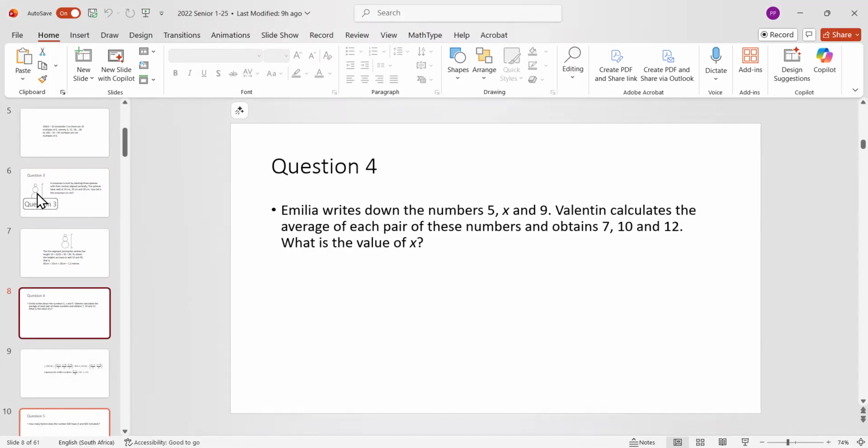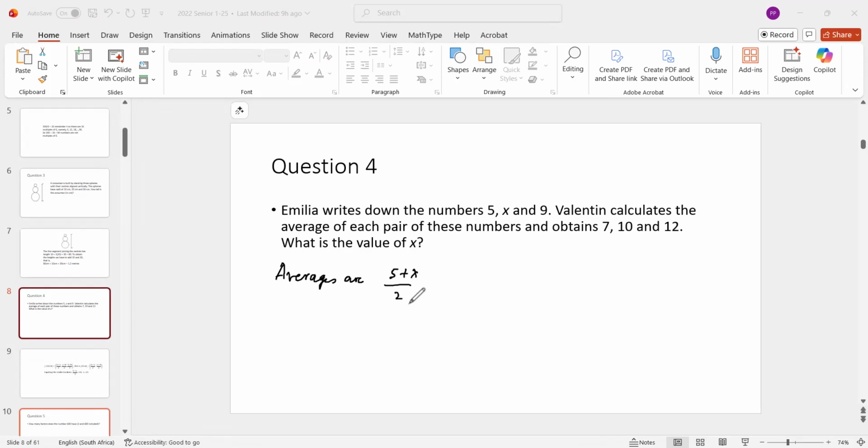Question 4 is the next one. Emilia writes down the numbers 5, x, and 9. Valentin calculates the average of each pair of these numbers. So you've got the average of each pair. Okay, the pairs are 5, x, and 9. To find the average, you add the 2 and divide by 2. The first and second, first and third, and second and third. The only 3 pairs.